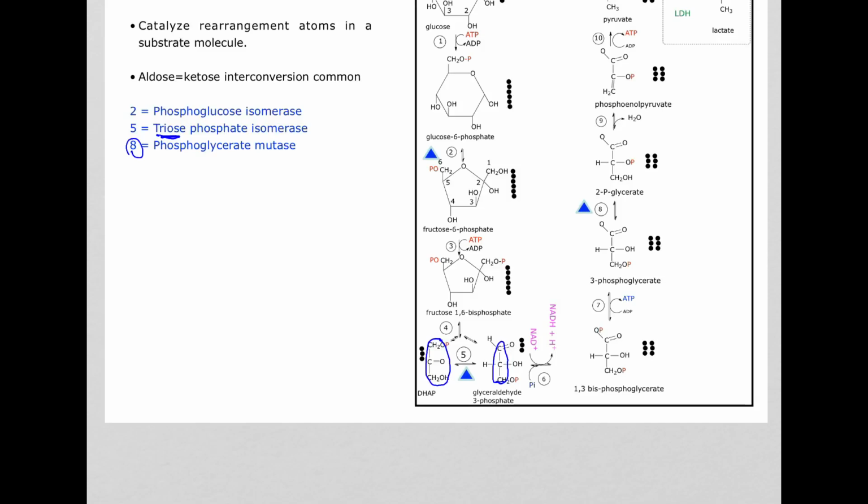In reaction 8, we see a phosphate group going from carbon number 3 to carbon number 2. So basically there's a rearrangement of atoms in the substrate, and this enzyme is also an isomerase. Mutase is an example of an isomerase. The enzyme catalyzing reaction 8 is called phosphoglycerate mutase.